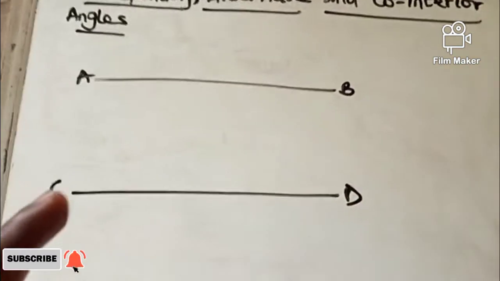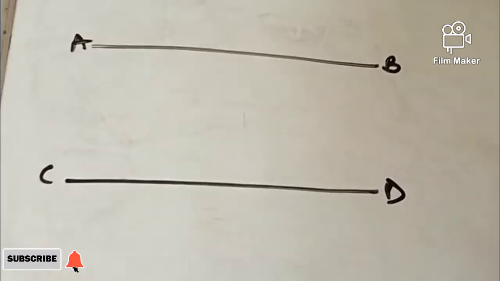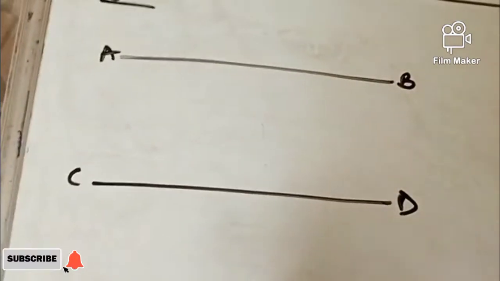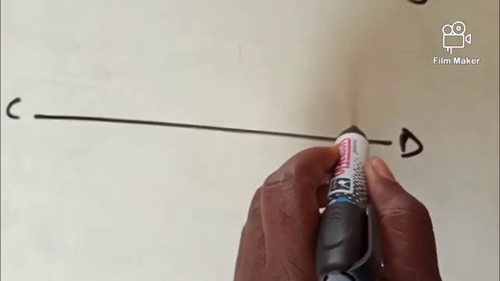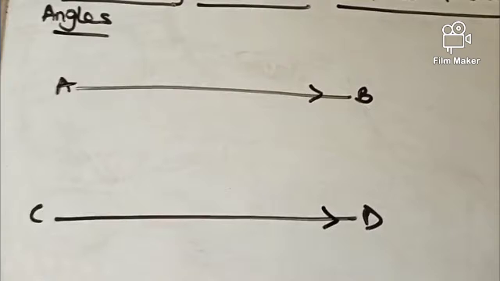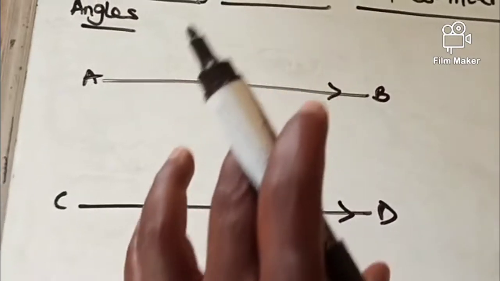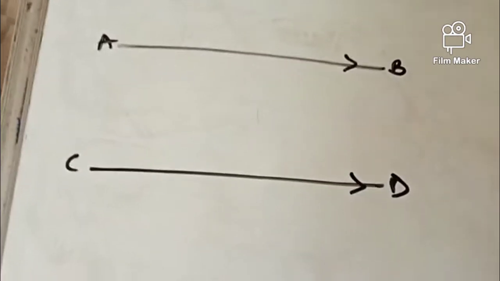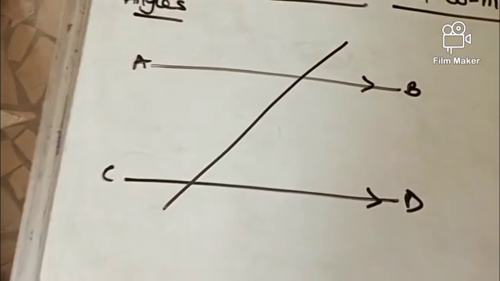These two straight lines AB and CD are said to be parallel if they are of equal distance apart and they can never meet. So this line and this line, they are parallel. When you see two or more straight lines with arrows like this, it means that they are parallel. So we can say that AB and CD are parallel. Now, if I have a third line that cuts AB and CD, this third line is called a transversal.